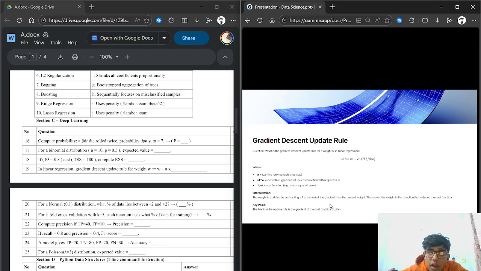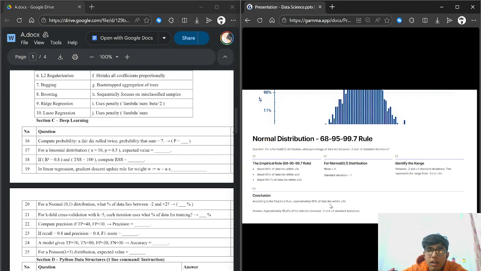The next question, question number 20, is that for a normal 0 1 distribution, what percentage of data lies between -2 and +2? So let's use the empirical rule, that is the 68, 95, 99.7% rule. Approximately 95.4% of data lies within two standard deviations of the mean. So between -2 and +2, we can capture almost all the central distribution, right? So the mean is 0 and standard deviation is assumed to be 1, and the range is -2 standard deviation to +2 standard deviation.